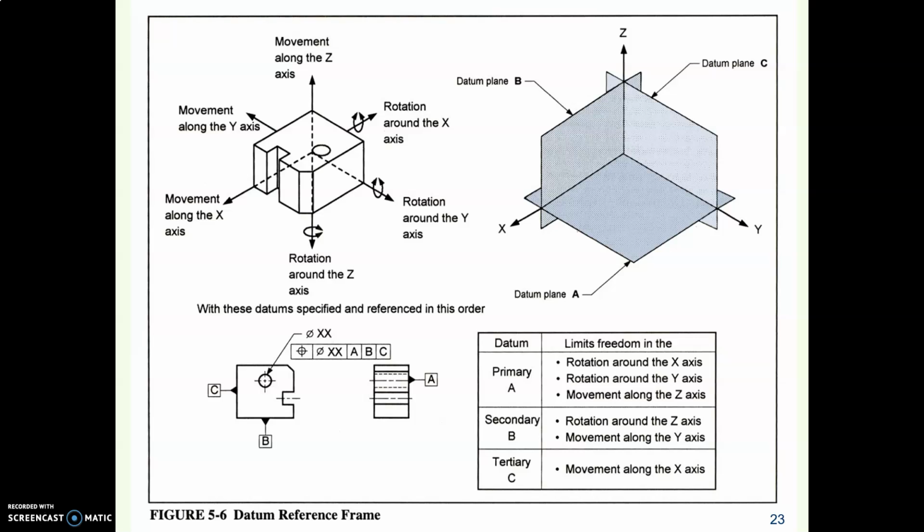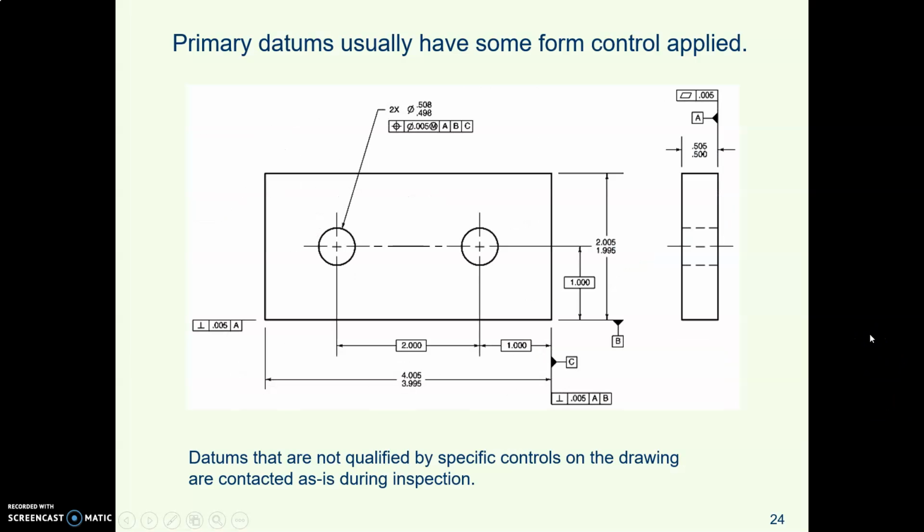And that part fits into this theoretical, imaginary datum reference frame. The primary datum limits 2 degrees of rotation and a movement. The secondary datum will stop 1 more rotation and 1 more movement, and the tertiary datum will stop the final degree of movement. All right, datums.